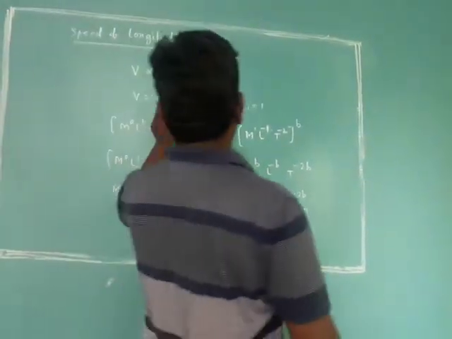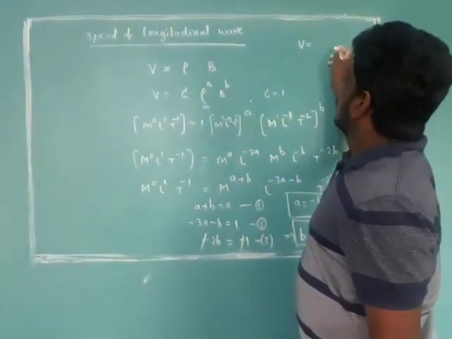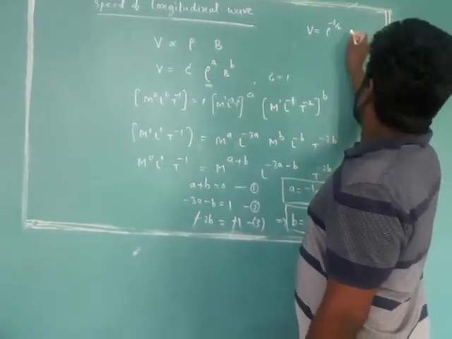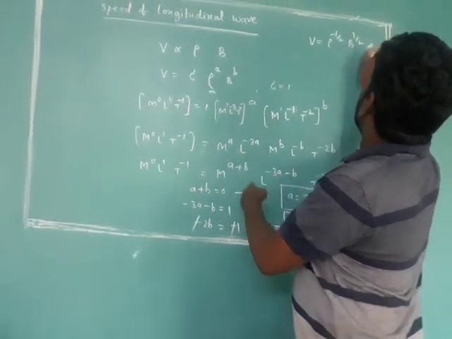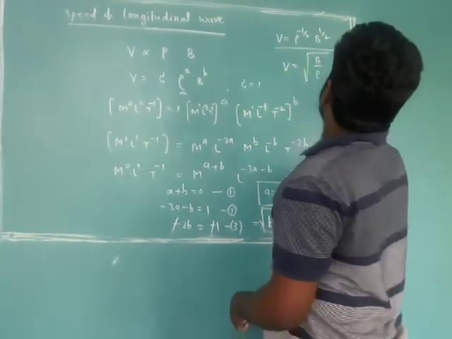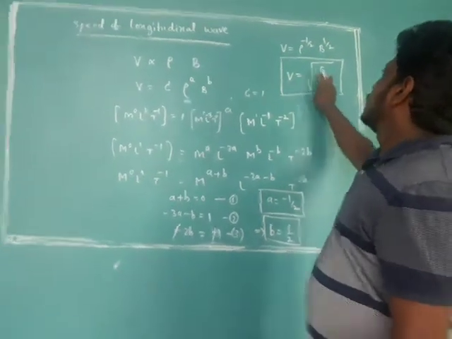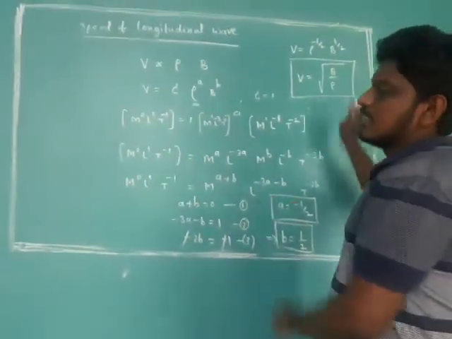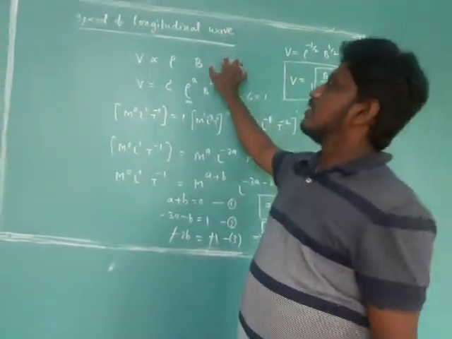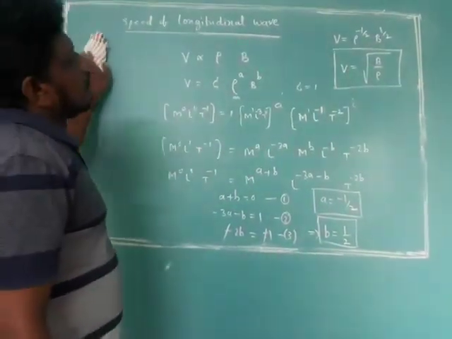And that we will substitute in this equation without C value. V is equal to rho power A, in the place of A minus 1 by 2, in the place of B power 1 by 2. So V is equal to square root of B divided by rho. This is the speed of longitudinal wave. Longitudinal wave speed is equal to square root of bulk modulus divided by density of the medium in which longitudinal wave is propagating. So here we got the equation for velocity, speed of longitudinal wave.